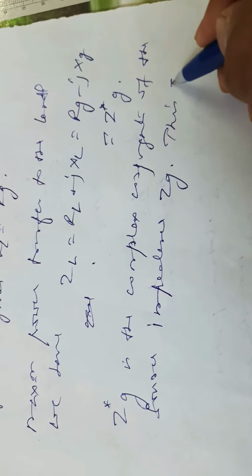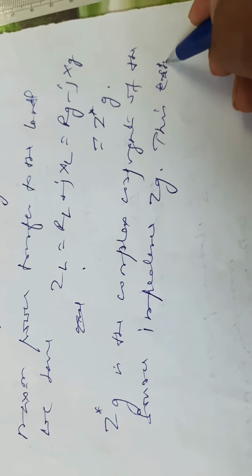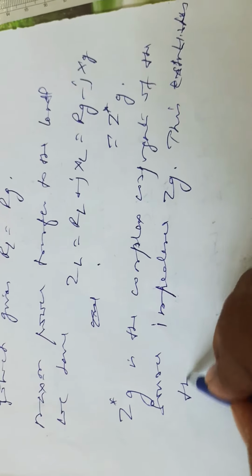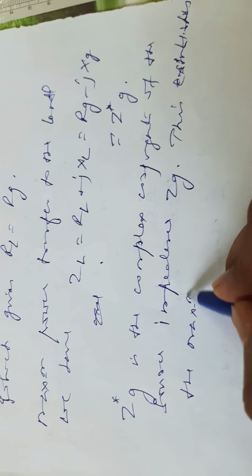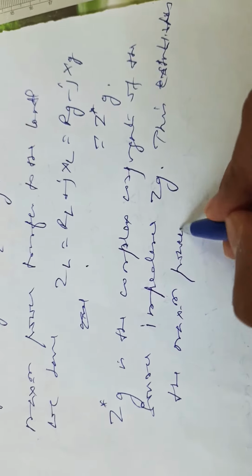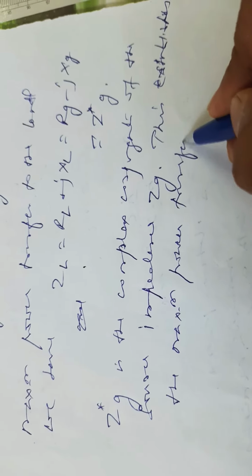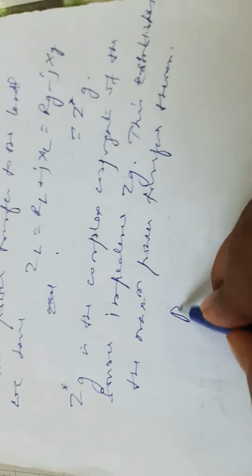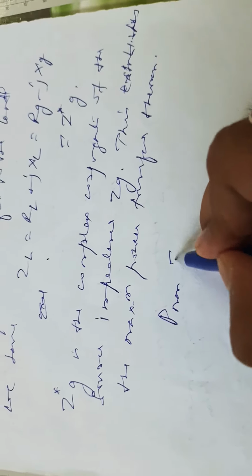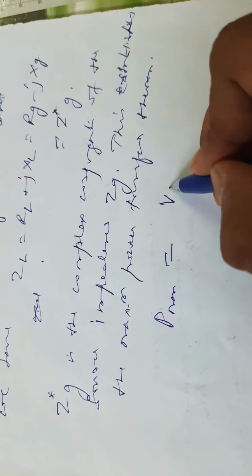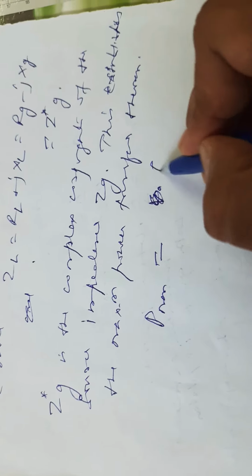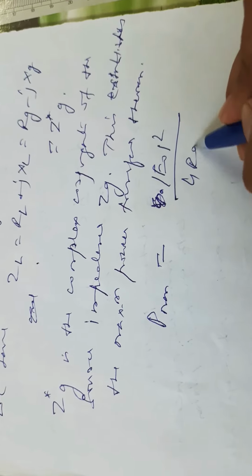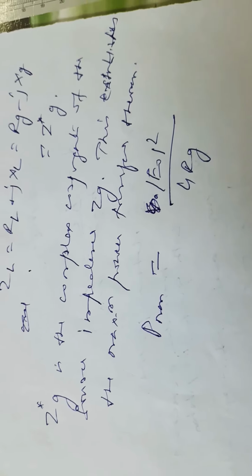This establishes the maximum power transfer theorem. So the maximum power delivered to the load is given by P max is equal to mod of E naught square by 4 Rg. So this is what you'll get.